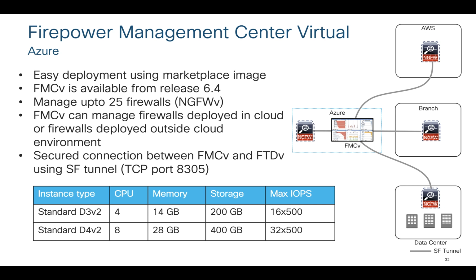If you have multiple branches, you can manage those devices, and you can also manage your firewalls which are natively deployed in the cloud. Again, for D3 v2 and D4 v2 instances, I have specified the different kinds of space required or instances available today. You need to have port 8305 opened in your NSG, because that is the port used for the secure connection between the management center and your firewall. You can look at that inside your security groups or network security groups.